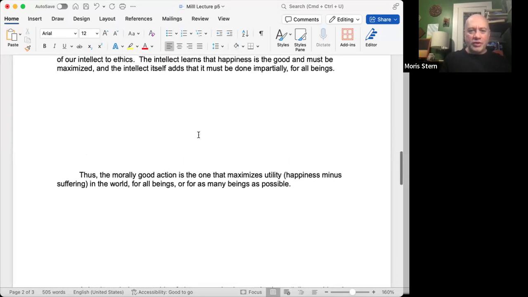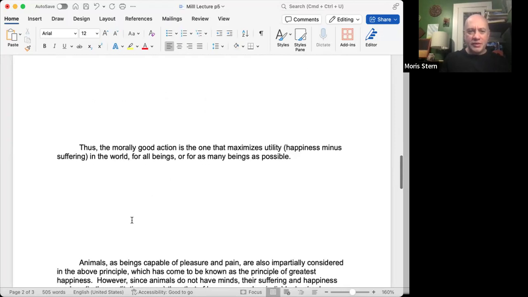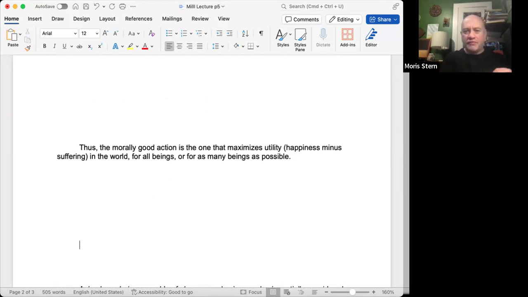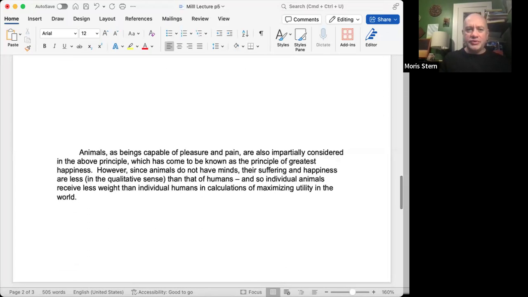Thus, the morally good action is the one that maximizes utility, happiness minus suffering, in the world for all beings or for as many beings as possible. Animals, as beings capable of pleasure and pain, are also impartially considered in the above principle, which has come to be known as the principle of greatest happiness.